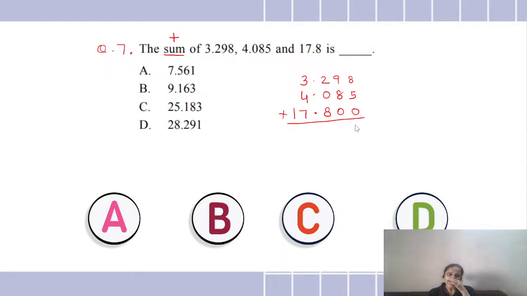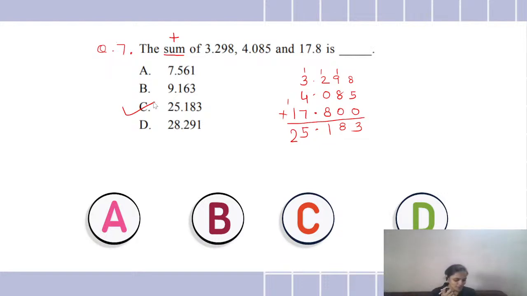So 8 plus 5, we get 13. 9, 1, 10 and 8, 18. 10 and 1, 11. Okay, 7 and 10. 7 and 3, 10. 10 plus 1, 11. 11 and 4, 15. And here I get the answer as 25.183, which is absolutely correct.